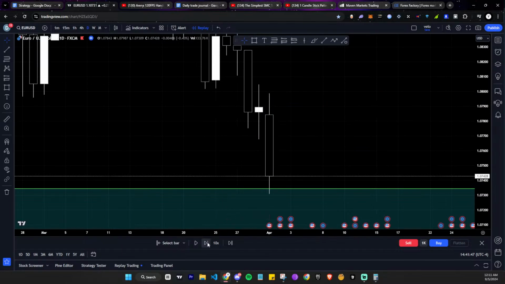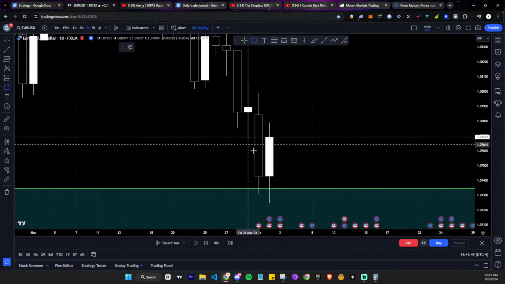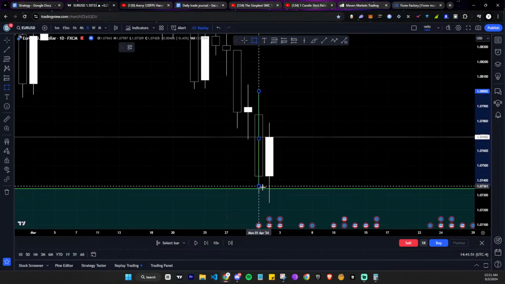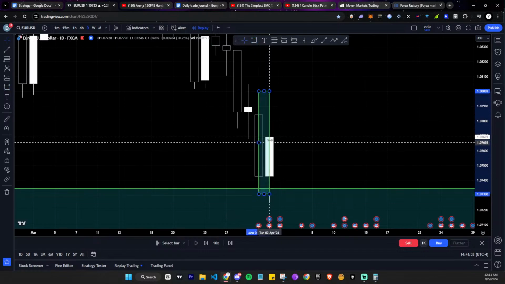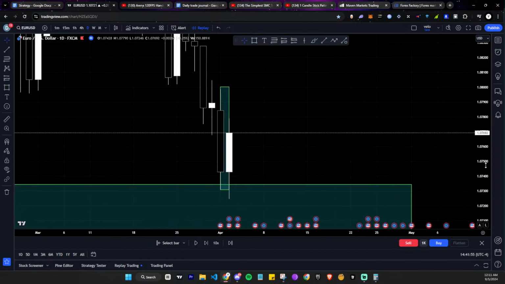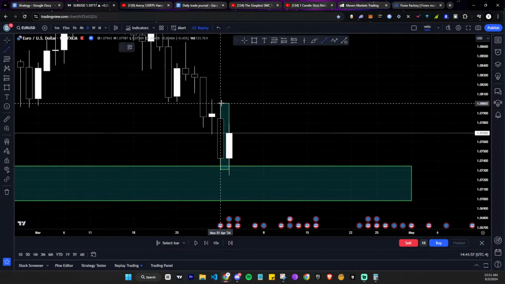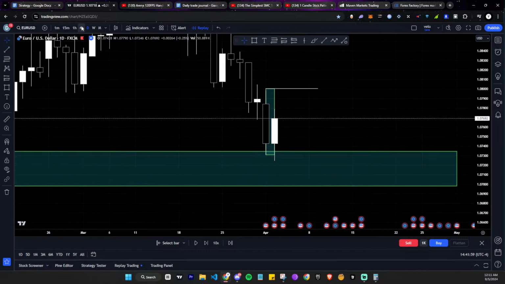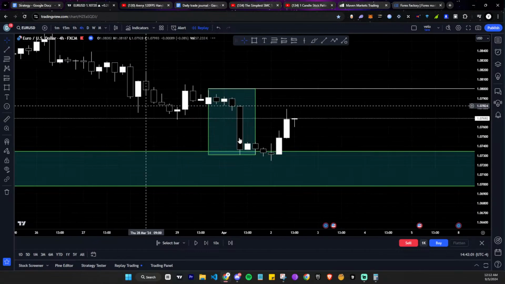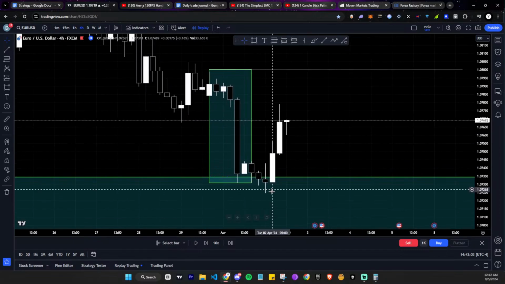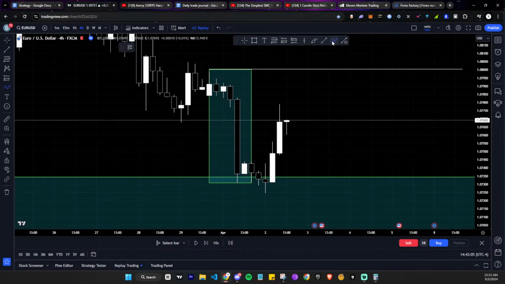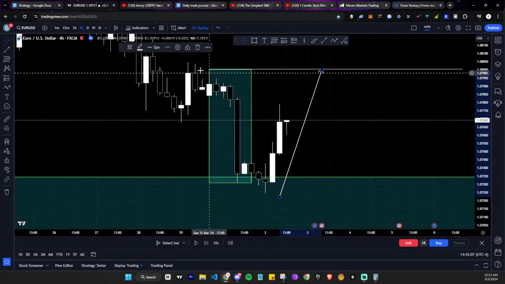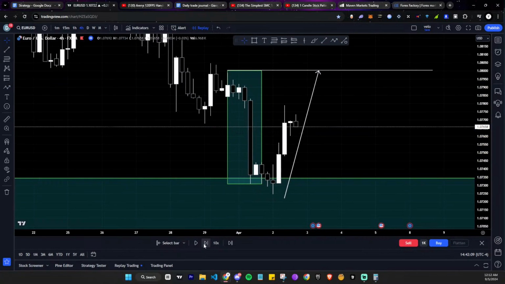So let me just take one candle forward. Okay, so we see this sweep over here. You see this liquidity sweep. So now I'm expecting price to take it towards the previous day's high. Let's see how this plays out in the 4-hour. So we see this manipulation. We're going to expect a distribution leg towards the previous day's high. Let's see how this plays out.